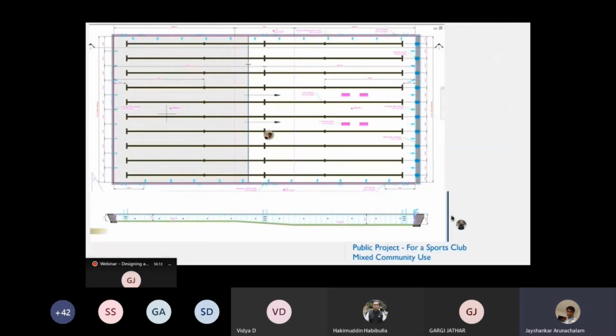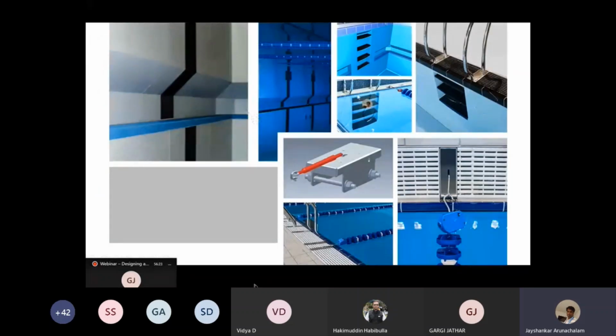Similarly, for this, the starting blocks are only in one portion, as you see in this drawing. It's only at this end where you can actually start from. You cannot dive in from this particular place. So these are the elements which have gone in.